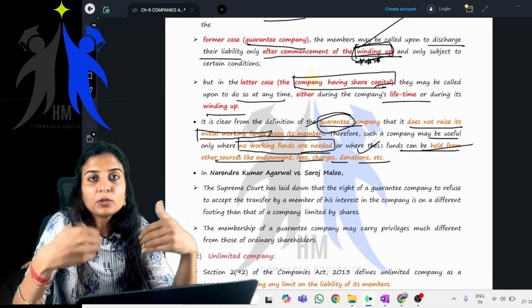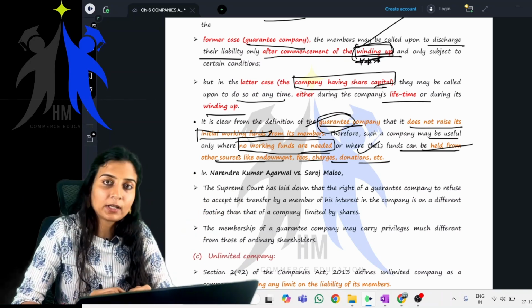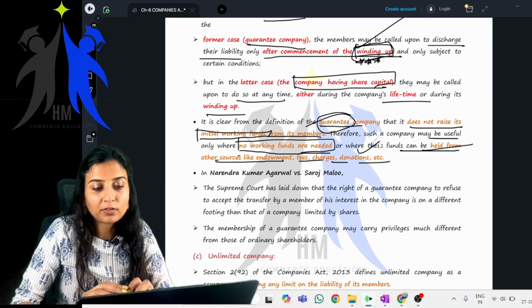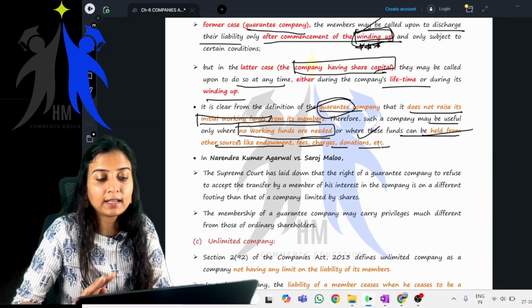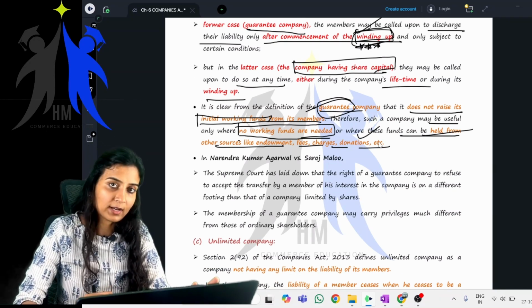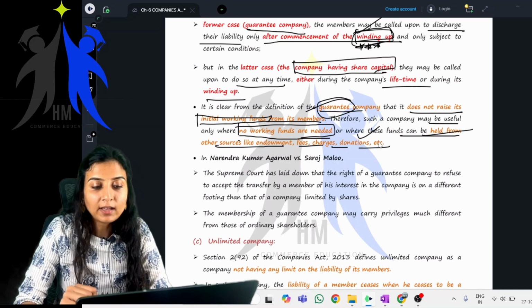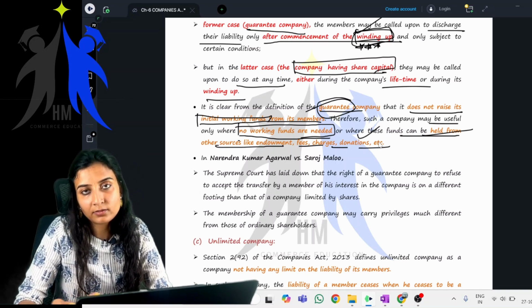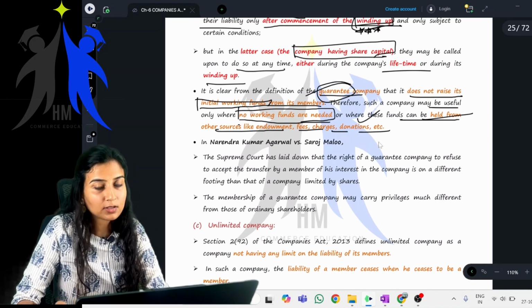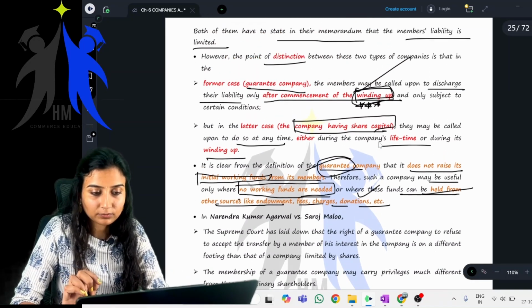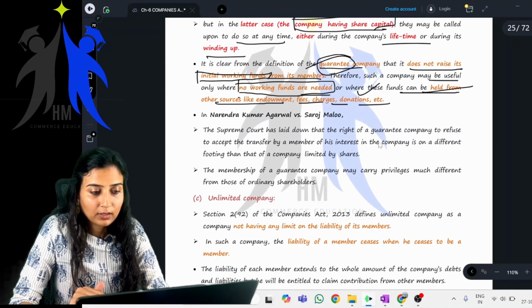At that point of time, you don't need capital from the members. At that point of time, you can open a guarantee company, or whenever you don't require any working funds. One, when you don't require any working funds. Second, when we can get funds from other sources like fees, charges, donations, etc. Clear? Guarantee company.